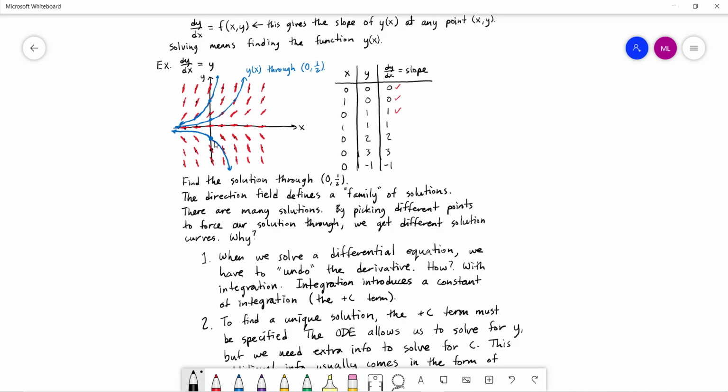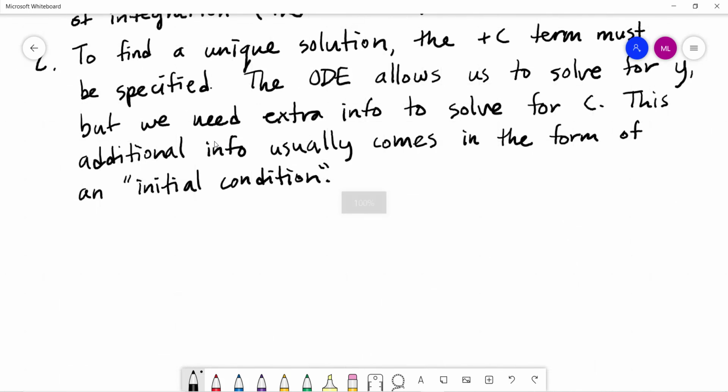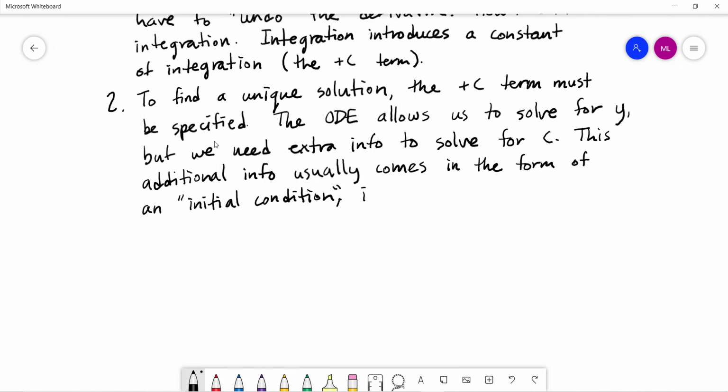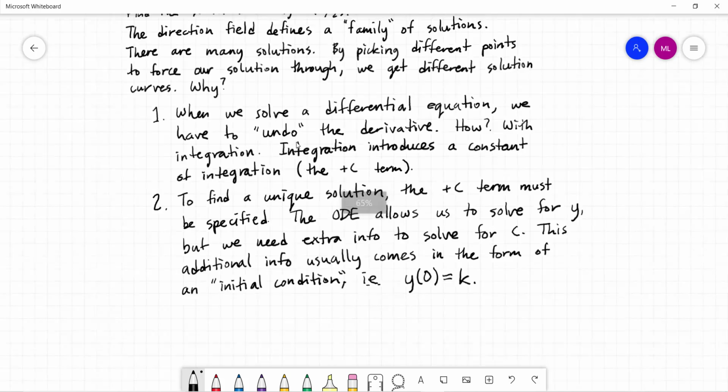So oftentimes this will take the form y of 0 equals some particular value. And since we've already used c, I'll call it, I don't know, k. Doesn't matter. But we'll specify some initial condition. We'll say that the value of y at time 0, or the value of y at the initial position x, is equal to some particular constant. And by specifying this additional piece of information, it's enough to solve for that remaining unknown, the plus c term that showed up when we did our integration to solve for y. So this is the idea.